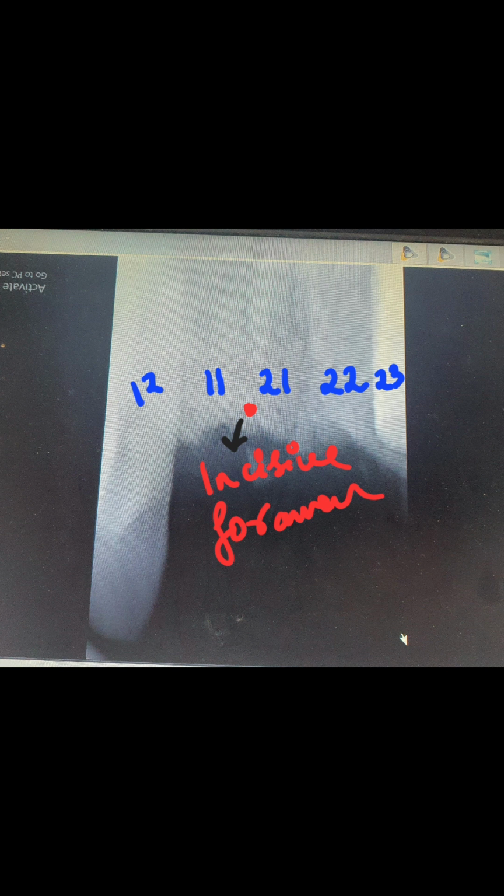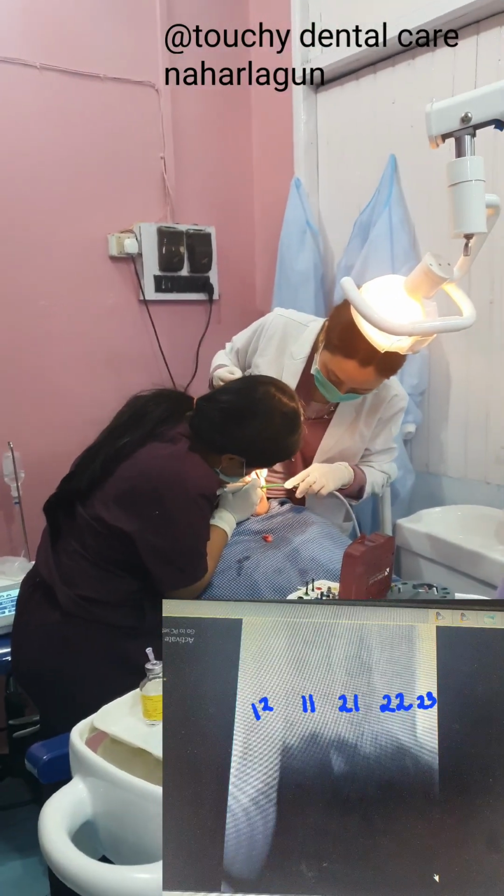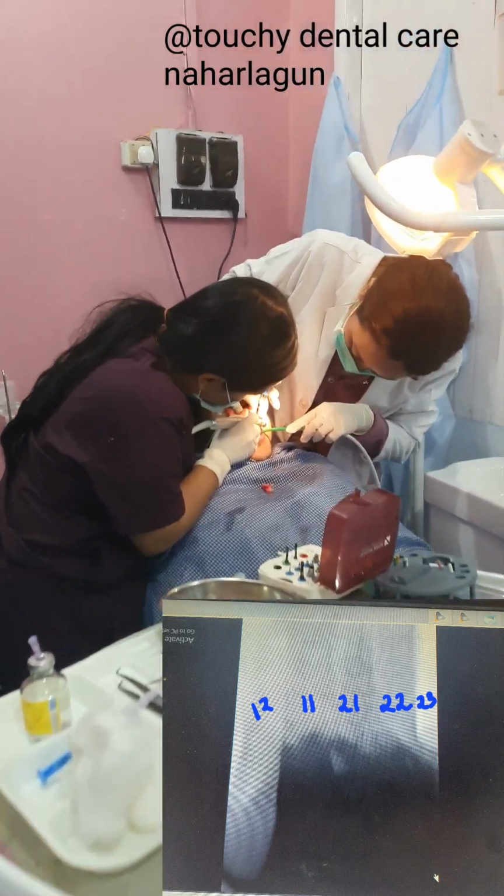While placing dental implants in the 22 region, you need to consider that the status of the 23 region is very important. The roots should not be tilted or the roots should not be divergent. So you can see in the x-ray it is totally fine. The root is straight and far away from the 22 region.